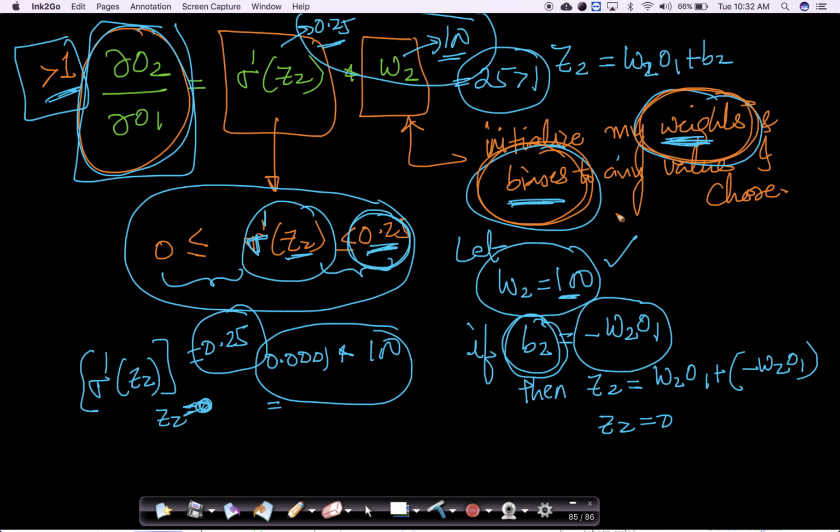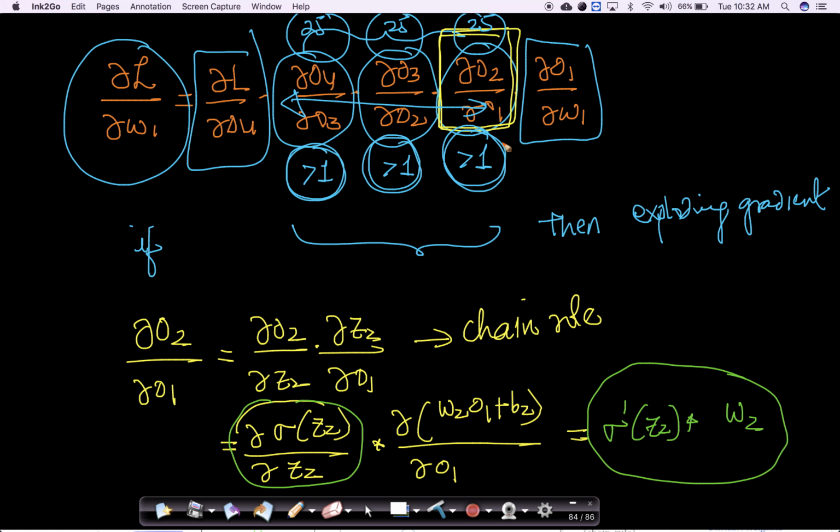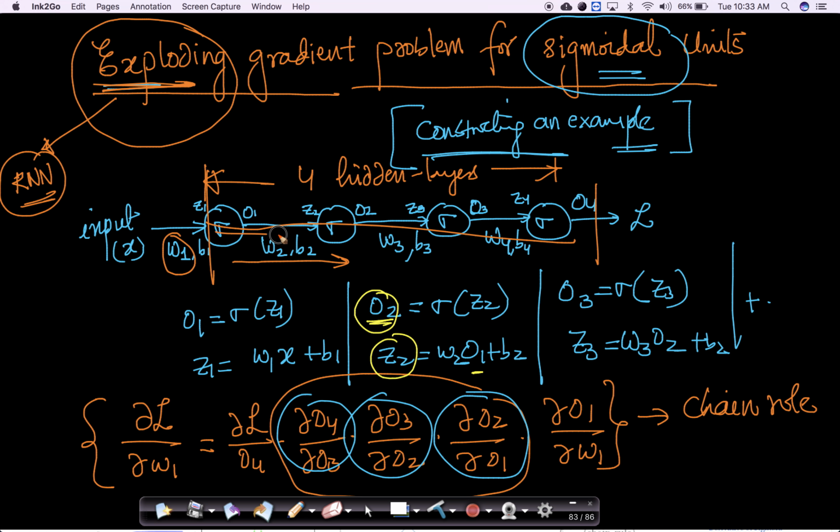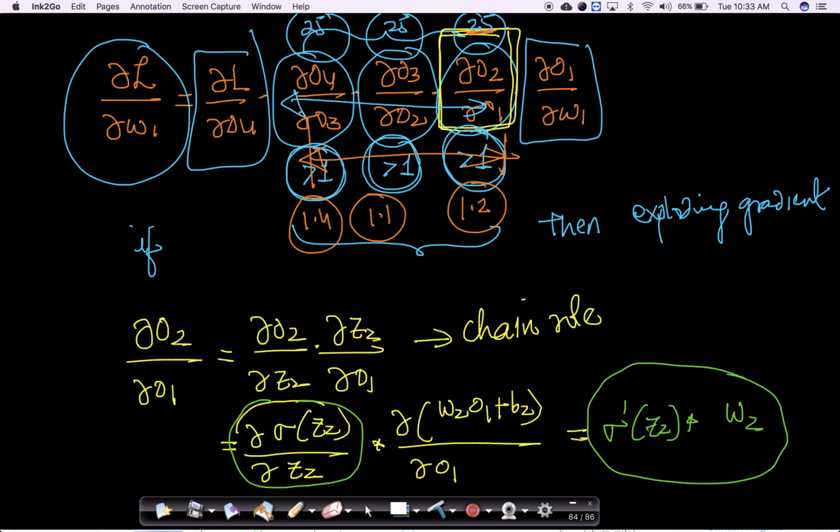Of course, the example I've picked here is an extreme example. But for exploding gradient to happen, this value need not be 25. Even if it is like 1.2 here, this is 1.1, let's say, this is 1.4, if I have many such derivatives, or if the depth of this network is, instead of 4 layers, 40 layers, which happens a lot in RNNs, right? You can have exploding gradient. I'm just constructing an example here, and of course it's an extreme example as I told you, but things like this do happen in practice.